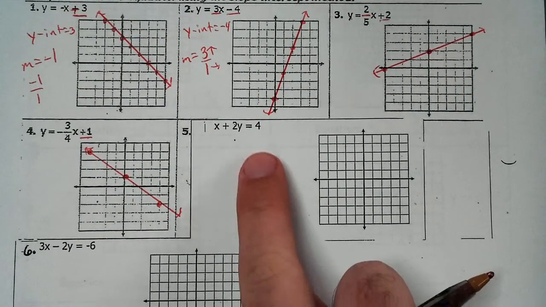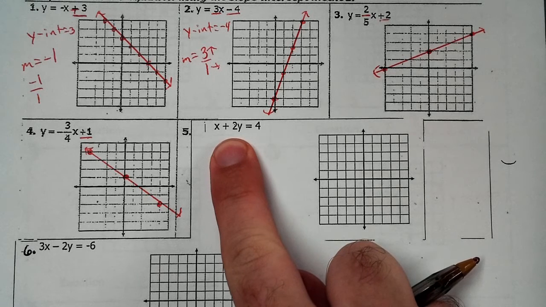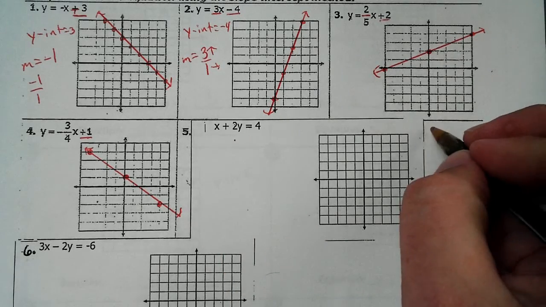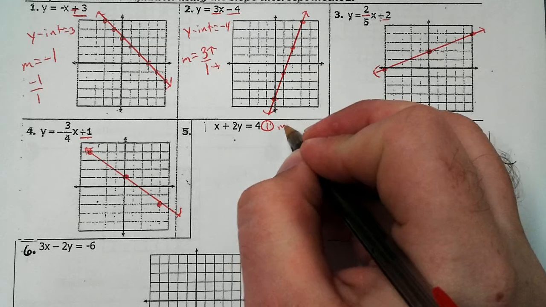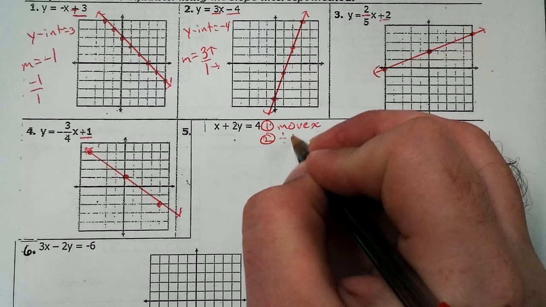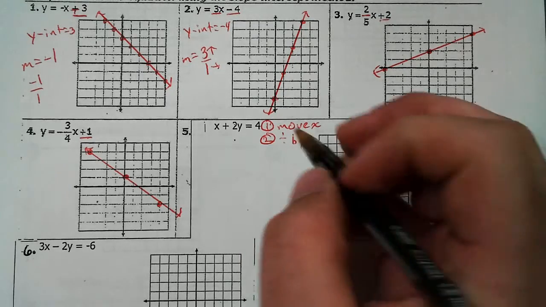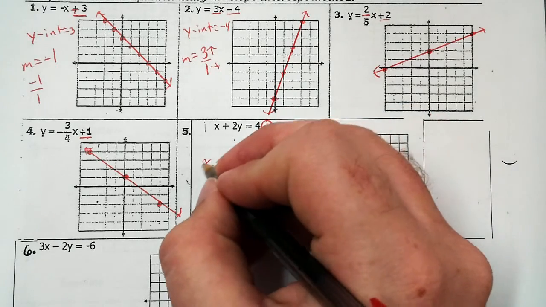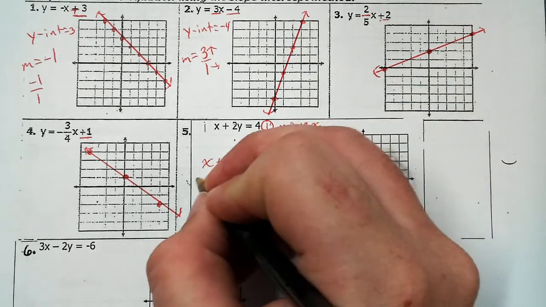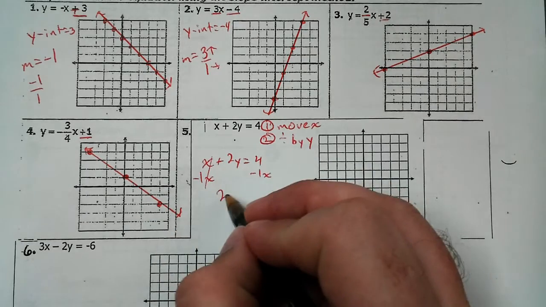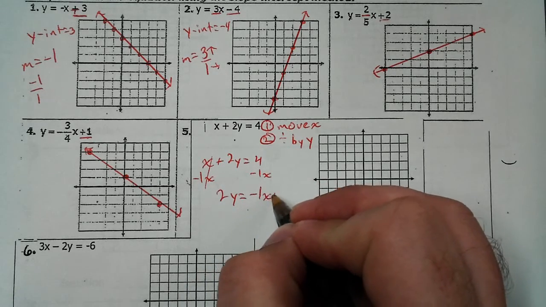Now, on number 5, something different happens. This is not in slope-intercept form, it's in standard form. So what are my 2 steps? Does anyone remember? Step 1 is to move the x. Step 2 is divide by y. So, how do we move a positive 1x? We subtract 1x. Those will cancel, and I'll get 2y equals negative 1x plus 4.